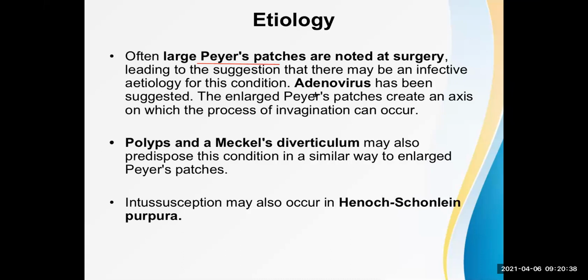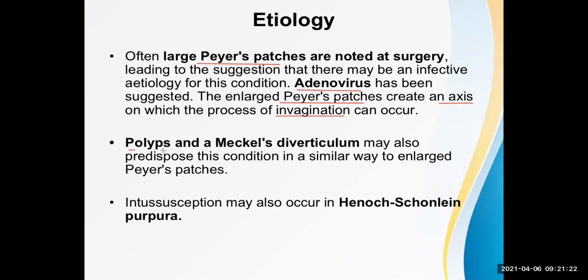One of the important examples here is adenovirus. This adenovirus infection is quite common. It is a type of DNA virus. It can infect many parts of our body: the respiratory tract, GI tract, and even the conjunctiva or the urinary tract. By causing infection, it may lead to enlargement of the Peyer's patches, which creates an area of edema, and that area will act as a lead point for the invagination. So it just starts like that.